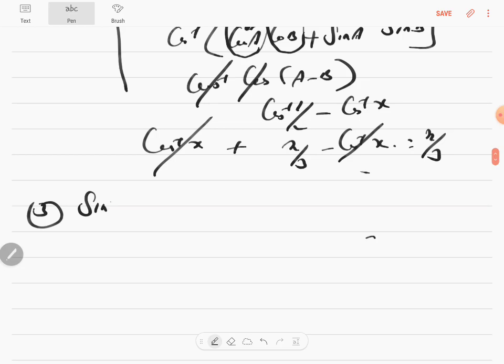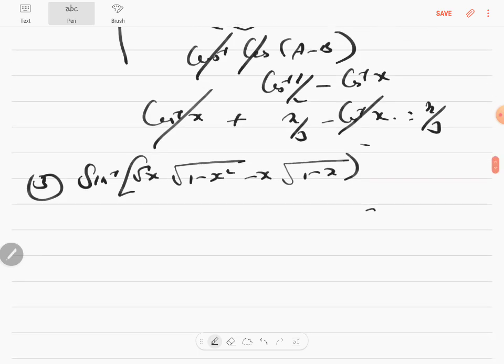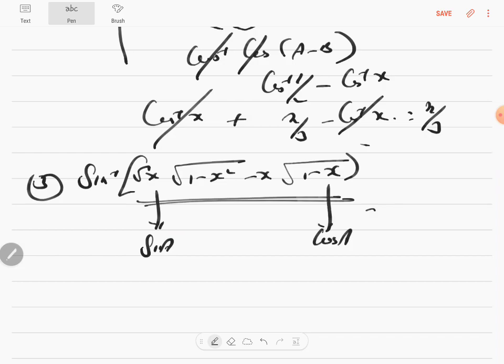Write in simplest form sin inverse of root x into root of 1 minus x square minus x into root of 1 minus x. You have to write it in simplest form, which is sin inverse of sin. Therefore, you write this as sin A. If this is sin A, this will be cos A, because this root x is sin A, and cos A is root of 1 minus sin square A, so it will be root of 1 minus x.